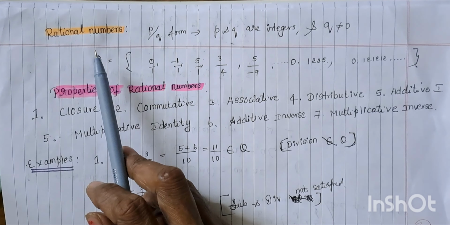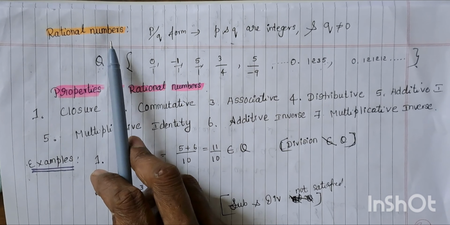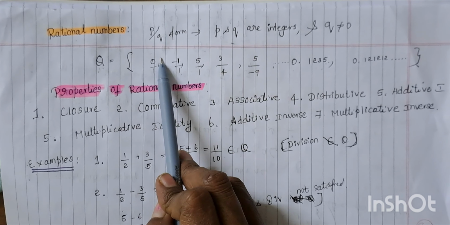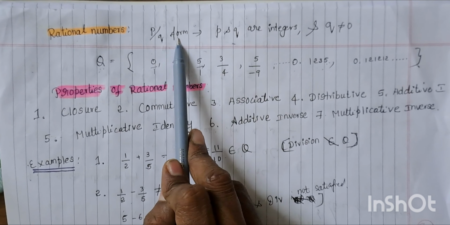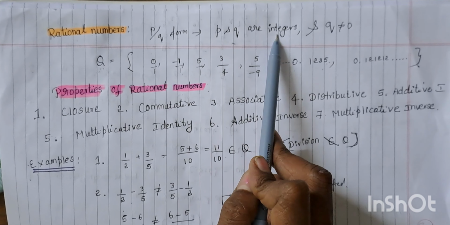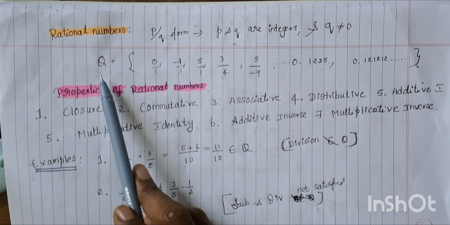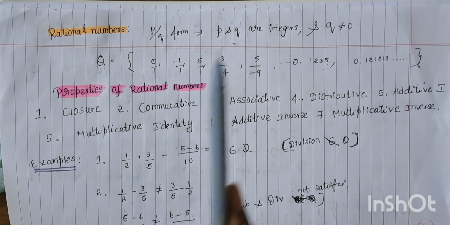Hi viewers, today we are going to see what rational numbers are. Rational numbers are always in the form of p by q. This is the actual definition of a rational number: p by q form, where p and q are integers but q should not be equal to 0.